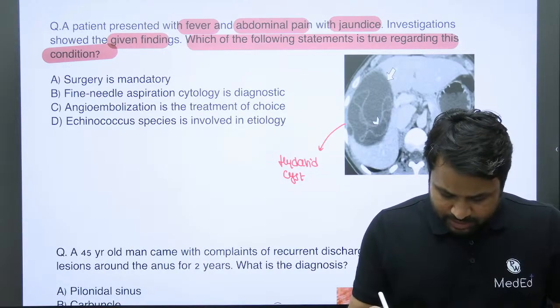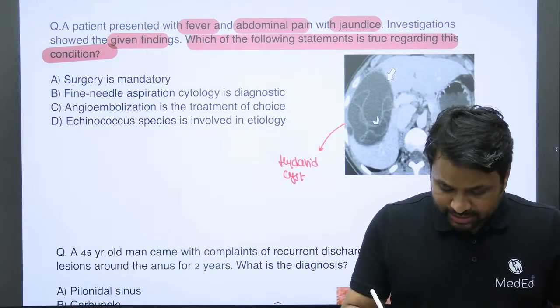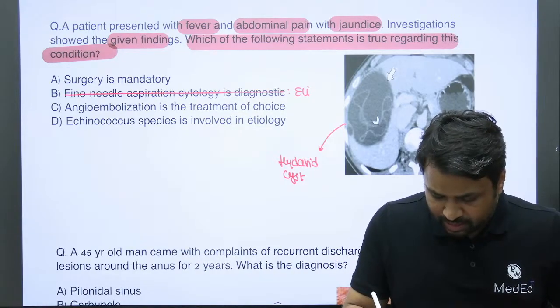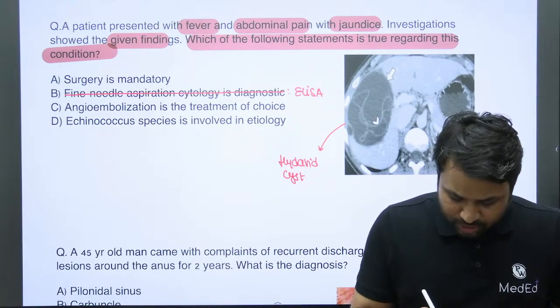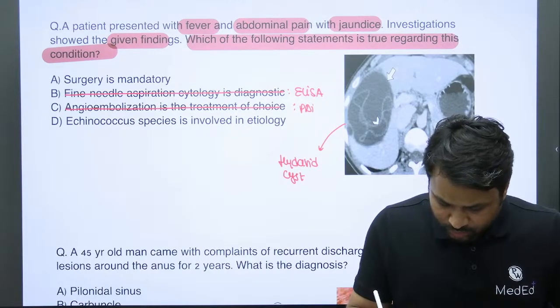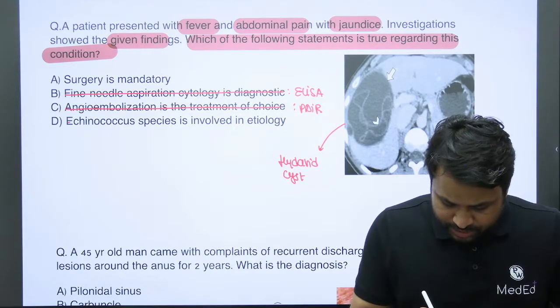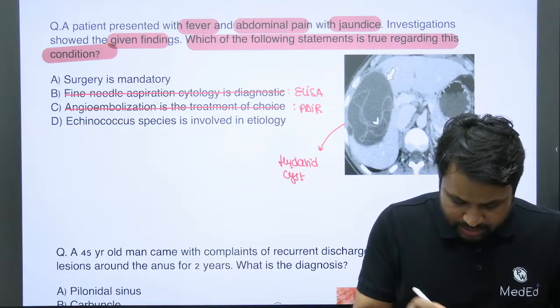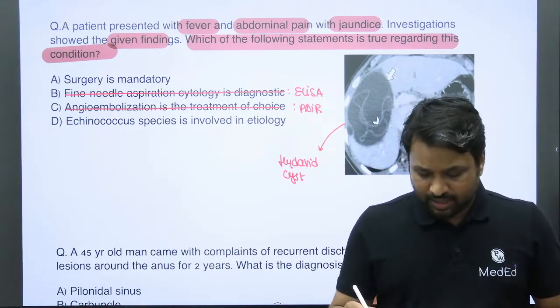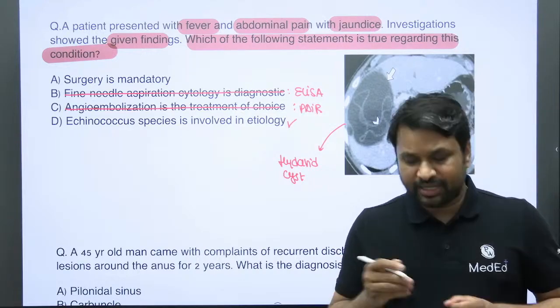Fine needle aspiration cytology is diagnostic. No. Diagnostic, this is wrong. Right? ELISA is diagnostic. Okay. Angioembolization is not the treatment of choice. PAIR is the treatment of choice. Echinococcus species is involved in the etiology. Yes, Echinococcus granulosus is the one which is actually causing the hydatid cyst.